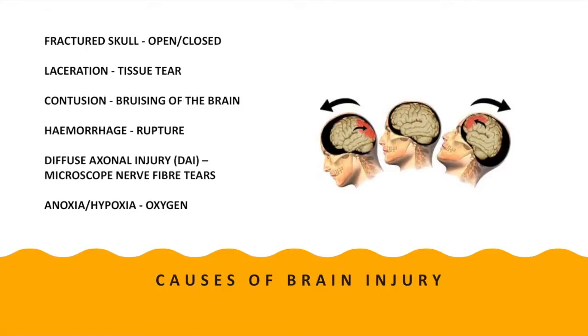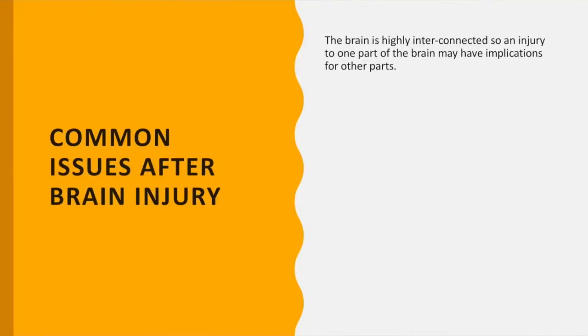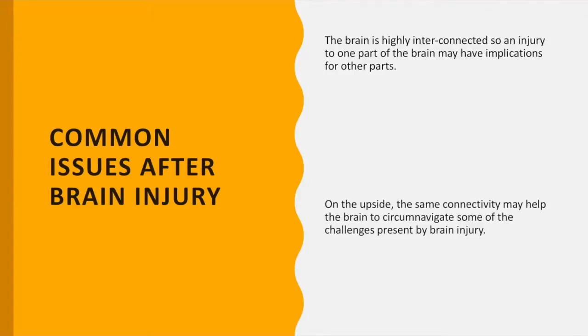And finally, for our purposes, anoxia or hypoxia, where the brain, as we've said with stroke, is deprived of oxygen, and it doesn't need to be for anything more than about 3 to 4 minutes before brain cells will start to die. So a lack of oxygen or reduced oxygen to the brain can cause brain damage. So we know that the brain is highly interconnected, so an injury to one part may have implications for other parts of the brain and the functions that they perform.